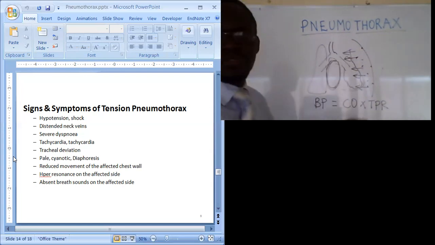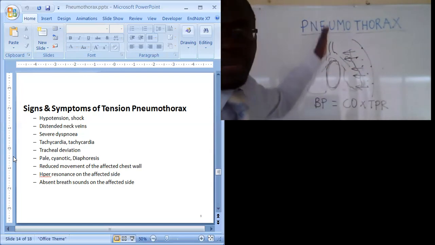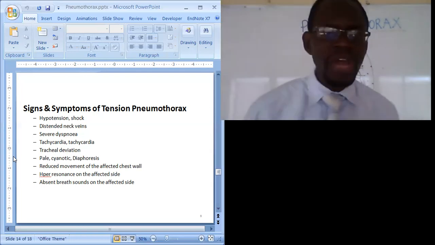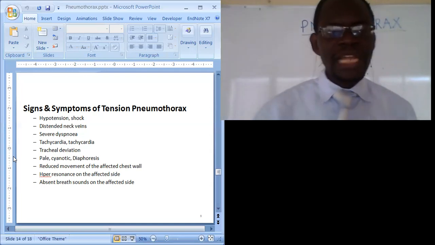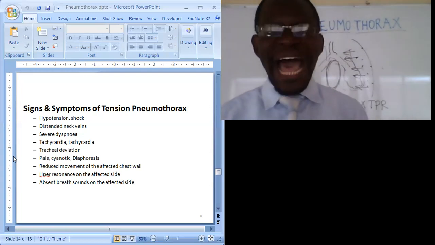It deviates from being midline, and it shifts towards this side. So we have things like tracheal deviation. We have things like cyanosis, things like diaphoresis, reduced movement of the chest wall, hyperresonance.